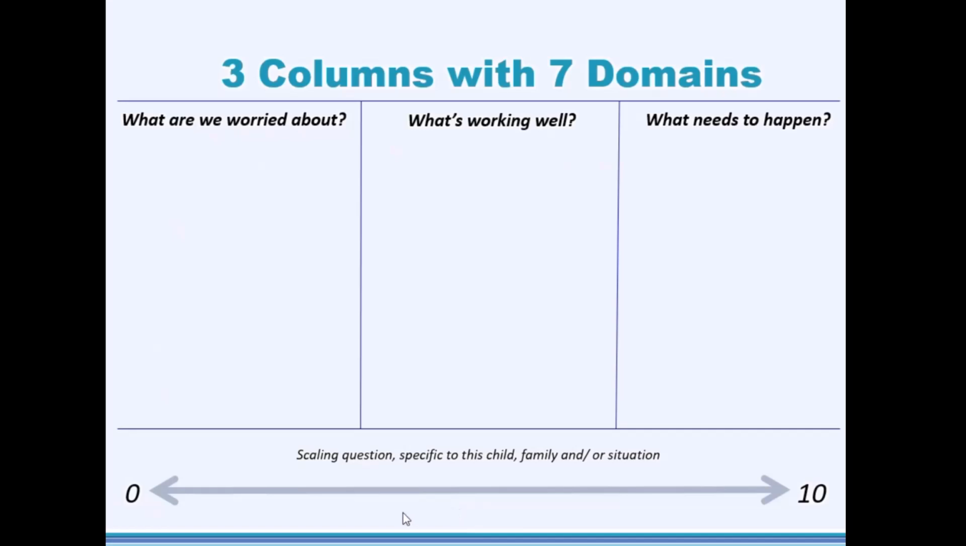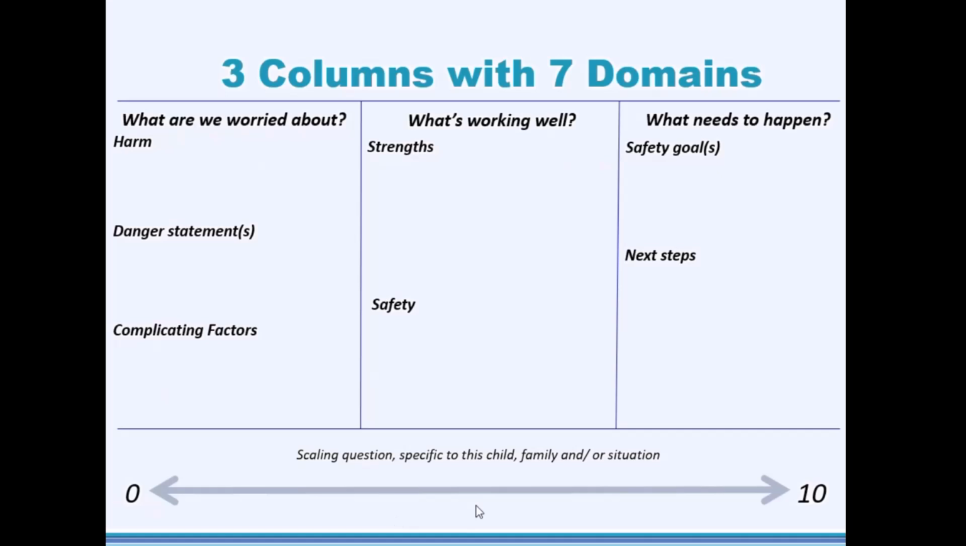To make it even more sophisticated, under the worries column, you've got harm, danger statements, and complicating factors. What's working well, we've got strengths and safety, and what needs to happen, we have safety goals and next steps. So all of our work in Medway is guided by Science of Safety as our practice model, and there are adaptations of this mapping within most of the things we use. So in Family Solutions, in your assessment, child and family assessments, the children in care pathway, as well as the pathway plan, have adaptations of this. But everything kind of stems from this map.